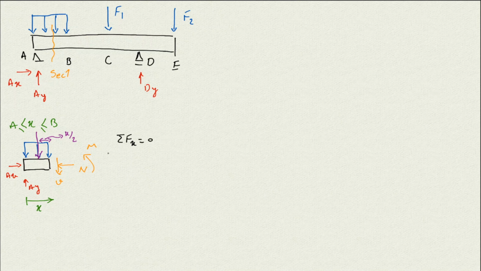If sigma Fx is 0, it will give me some equation for the N, and then I can write sigma Fy is 0, and then sigma M is 0 for that section. These three equations are going to give me three equations based on the x value I have here. Now that I have this section, after I write and solve that section, I will go to the next section.